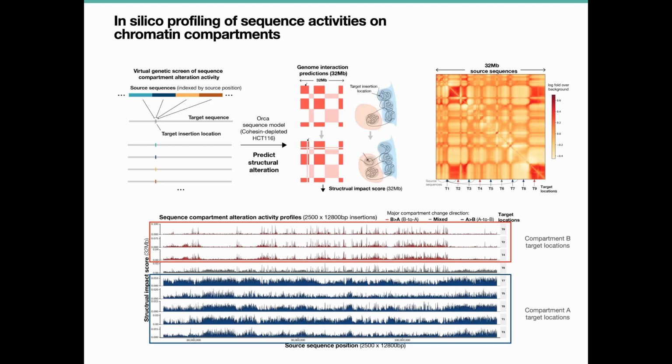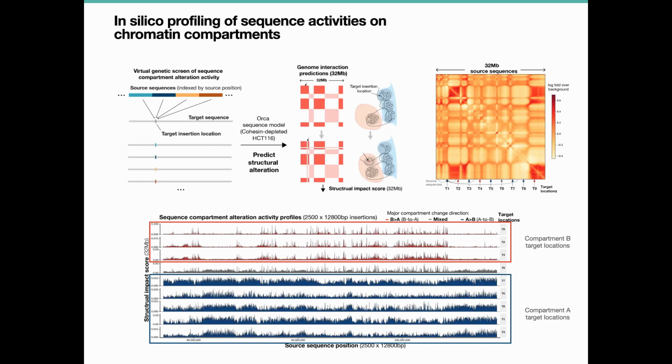To identify sequences with activities on determining chromatin compartments, we designed an insertion screen approach by swapping source genomic sequences into different target locations of the genome and measuring their predicted impact within a 32 megabase pair window with structural impact scores. For each target location, we predicted the impact of inserting every one of the source sequences.